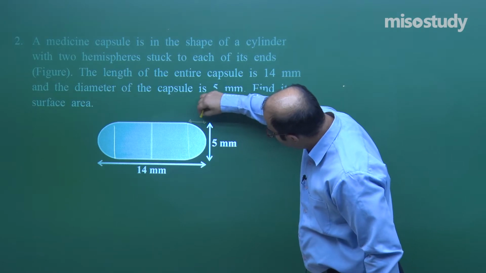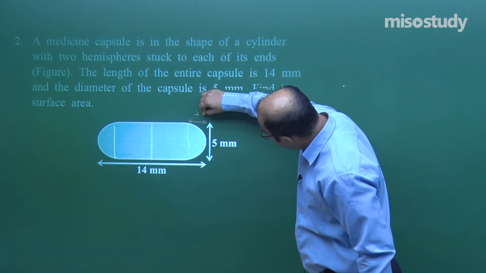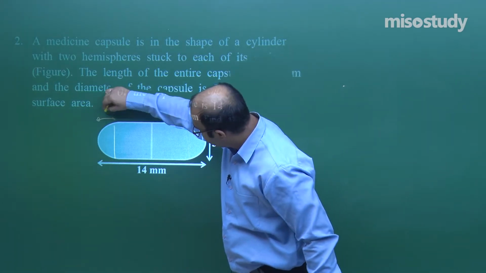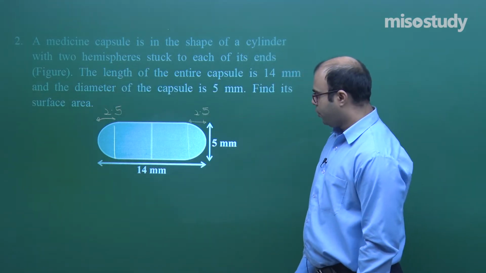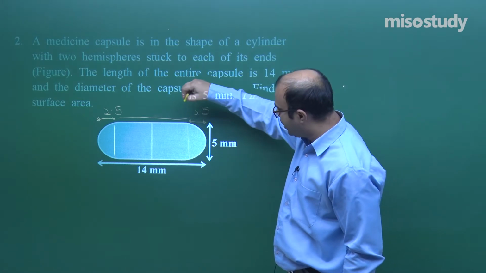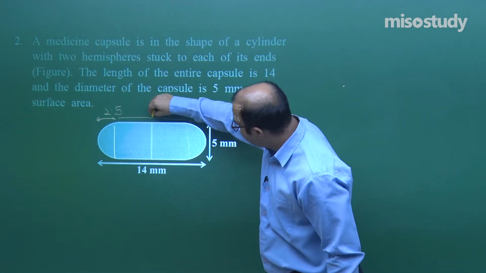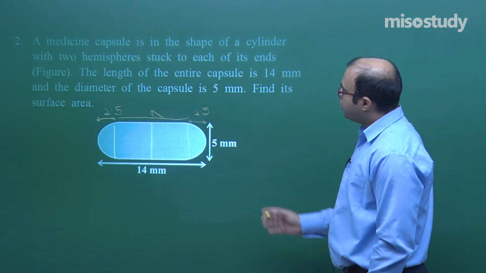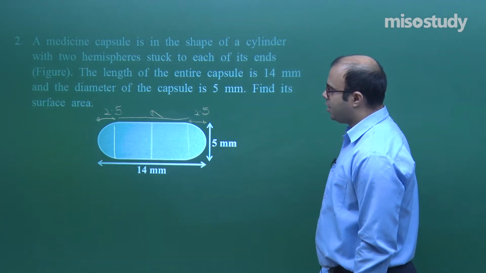So this is 2.5, this is 5 millimeter, and similarly this part also has radius equal to 2.5 millimeter. So both of them are 2.5. So can we say that the height, the length of this cylinder, is 14 minus 2.5 minus 2.5, that will be 9. So this is the height. The length of the entire capsule is 14 millimeter and the diameter of the capsule is 5 millimeter. Find its surface area.